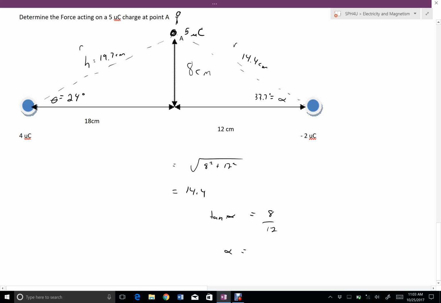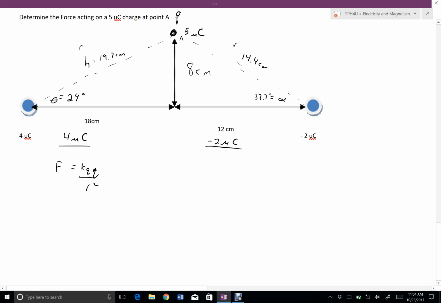I'm going to go ahead and find the magnitude of these forces. Remember, according to Coulomb's law, F is equal to K Q Q over R squared. So I'm going to do the 4 microcoulomb force here, and I'm going to have the same formula for the negative 2 microcoulomb force. So this is like this interaction, and this one is this interaction. Okay? So 9 times 10 to the 9.